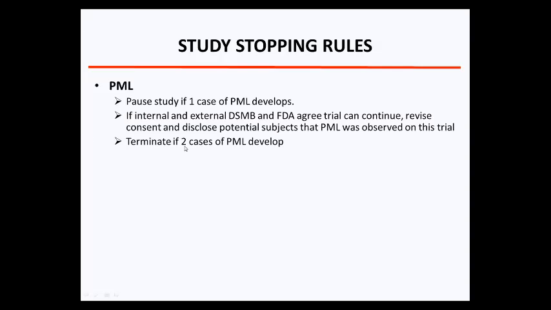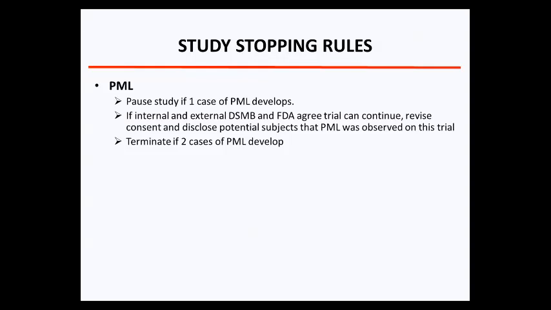Stopping rules for PML: pause the study if one case of PML develops. If the internal and external DSMB and FDA agree, the trial can continue, revise the consent, and disclose to potential subjects that PML was observed. Then you terminate the study if two cases develop.